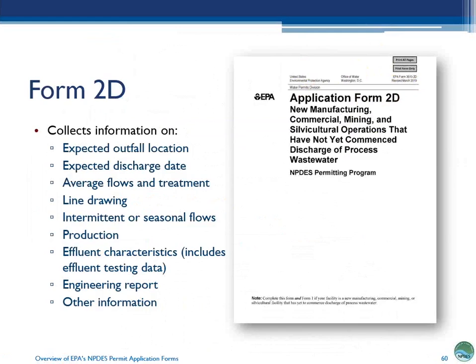The Form 2D application requirements resemble those in Form 2C, except that it requests information on the expected facility and discharge conditions since the facility has not yet commenced discharge. An engineering report is also required, which the NPDES permit writer will use to determine appropriate treatment methods and associated permit conditions and limits.